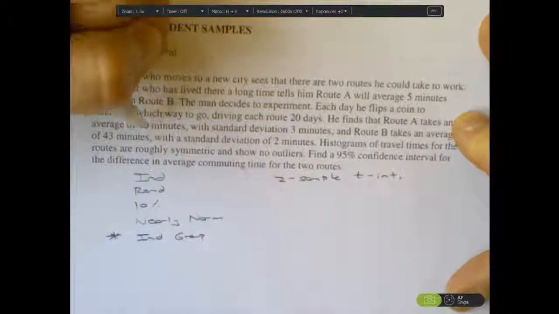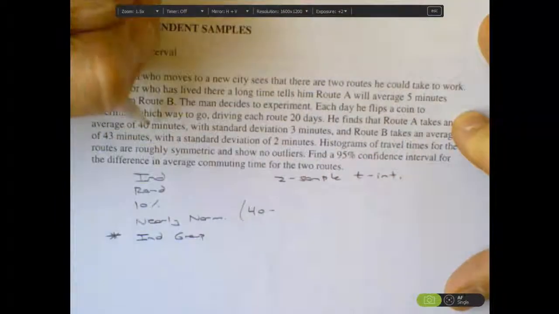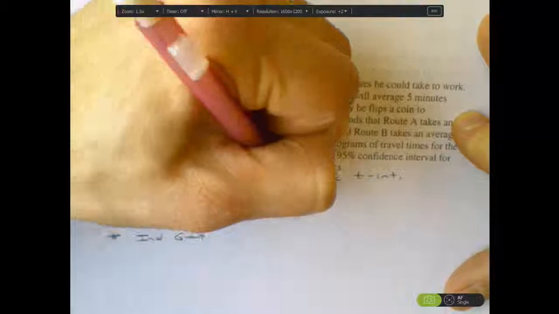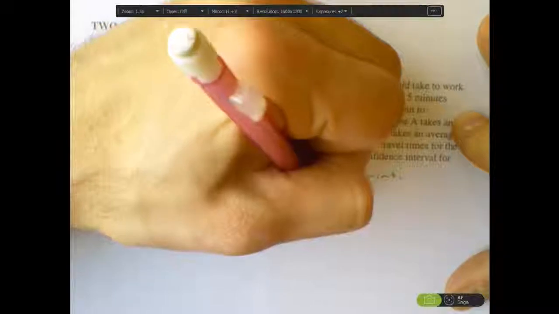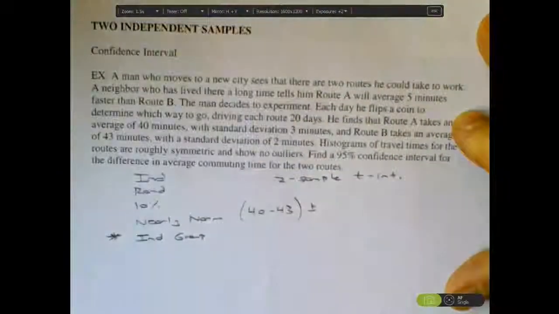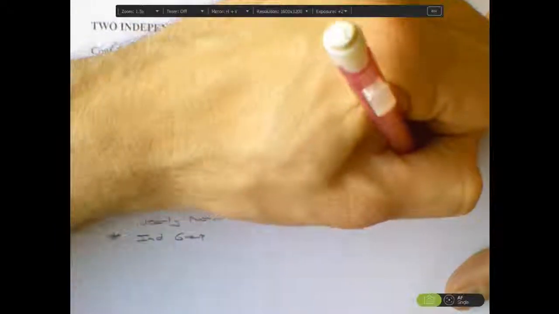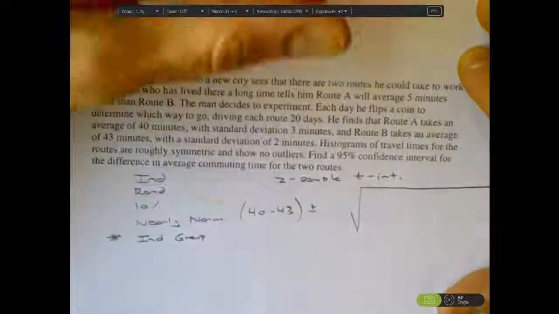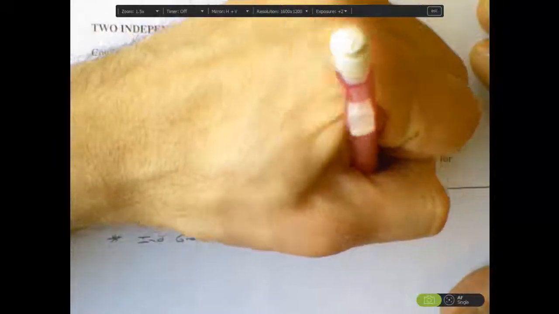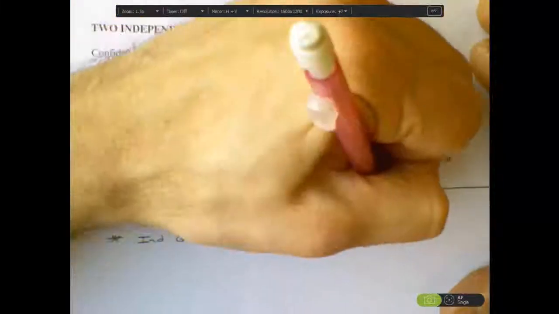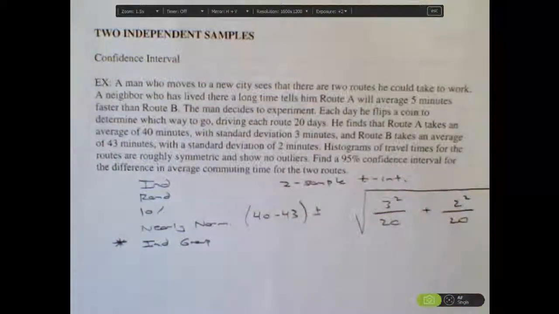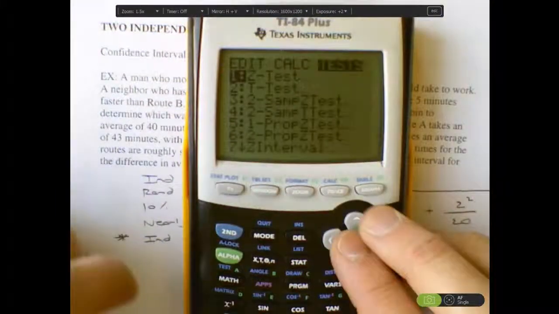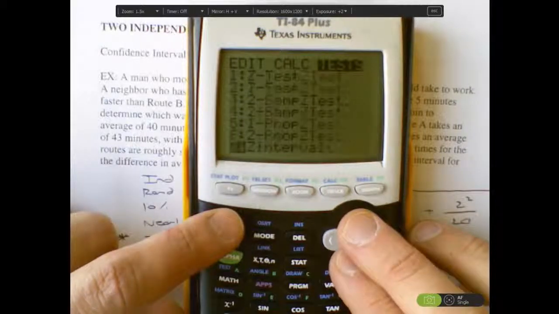So route A, the average is 40, so I have the difference between my sample means, route B, it's 43, plus or minus. I'm going to have some critical value with an unknown degrees of freedom, because that's going to come from my calculator, so I'm going to leave that blank right now. Times my standard error, which is on my formula sheet. It's going to be the square root of s squared divided by the corresponding sample size. He drove both routes 20 days each. So I'm going to end up with that. So in my calculator, I'm going to go to stat test, and I'm looking at a 2-sample t interval.